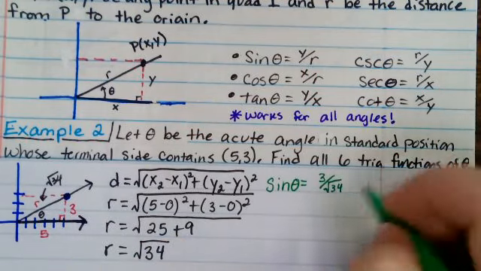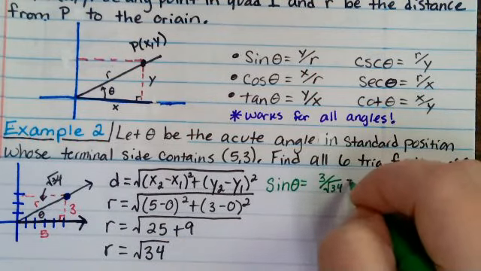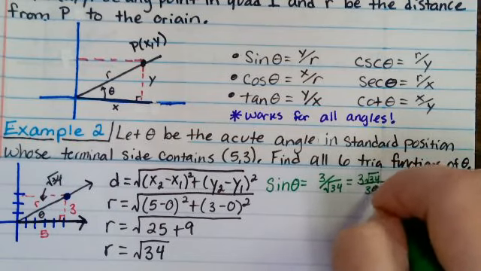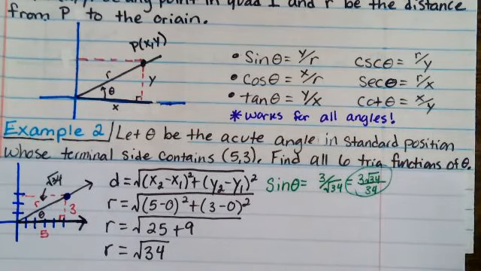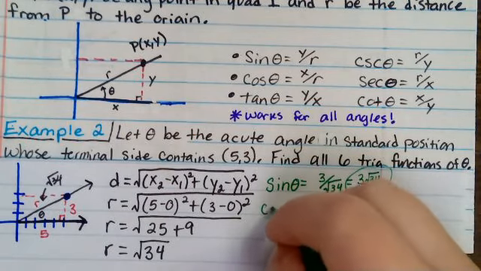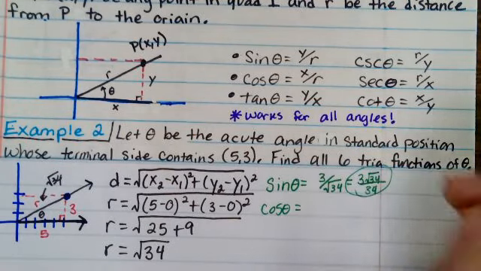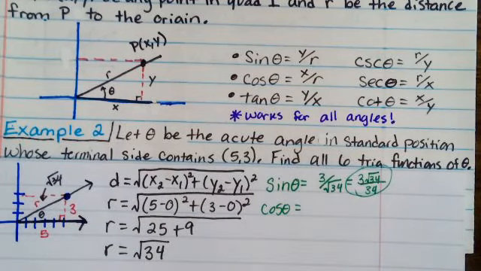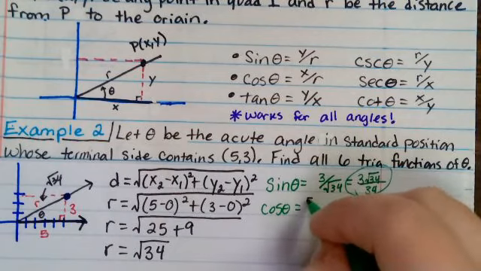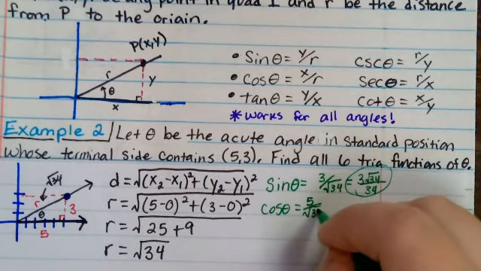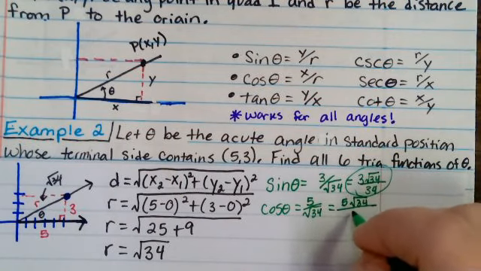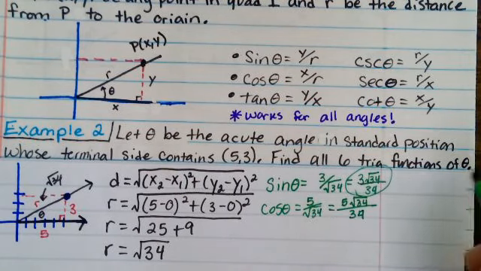Now, I do have a square root on the bottom. If I multiply top and bottom by square root of 34, I get 3 square root of 34 over 34, and I like that answer better, so I'm going to stick with that. All right, cosine of theta. That is going to be the adjacent over hypotenuse, or the x over r, right? So that's going to be 5 over the square root of 34. Again, I'm going to fix it. So if I multiply by square root 34 on top and bottom, it becomes 5 square root of 34 over 34.